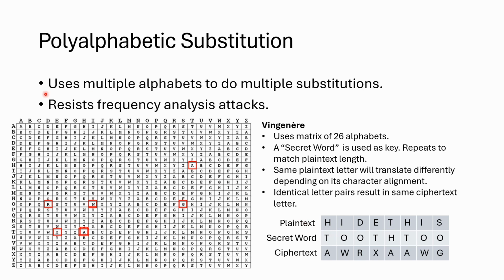So plain text is H, so you go up here, go to H, and then you go down to, see if your column's over here, H, and then you go down to column T, and then you have A, and then your ciphertext is A. So that's how this works.